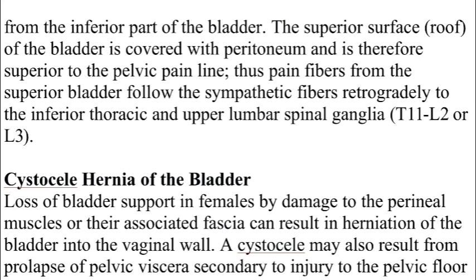The superior surface or roof of the bladder is covered with peritoneum and therefore is superior to the pelvic pain line. Thus, you have pain fibers from the superior part of the bladder following the sympathetic fibers in a retrograde manner to the inferior thoracic and upper lumbar spinal ganglia. That's the T11 to L2 or L3.